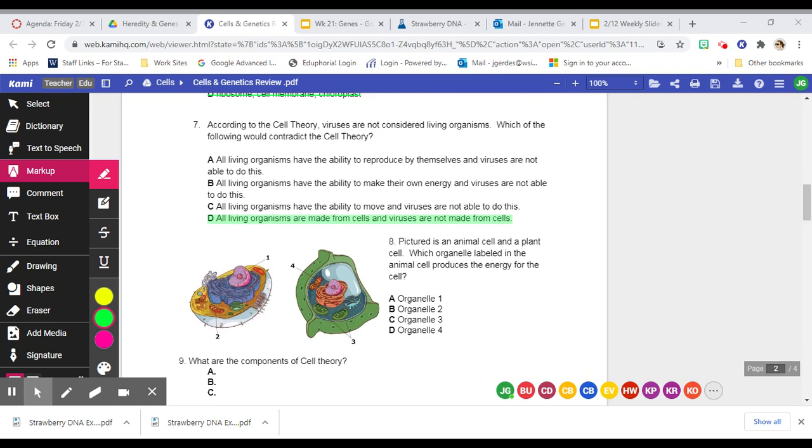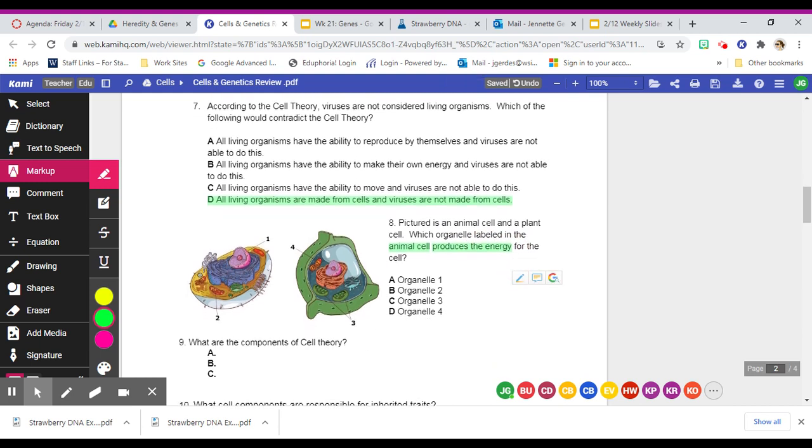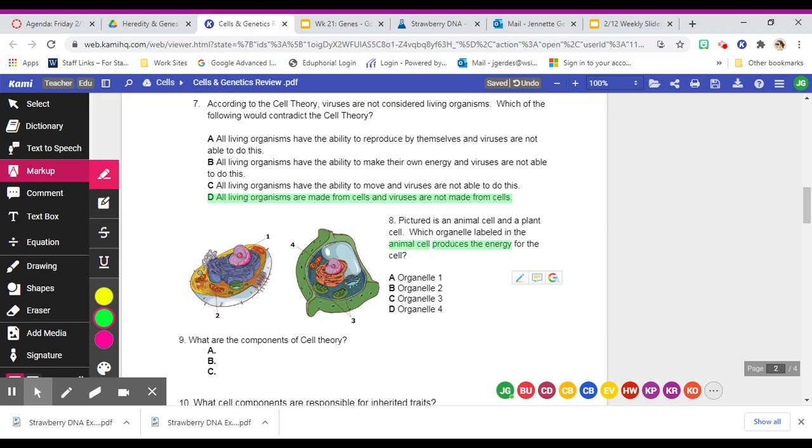Okay, number 8. Pictured is an animal cell and a plant cell. Which organelle labeled in the animal cell produces the energy for the cell? So we are looking for the animal cell and produces energy. Okay, so I'm going to only look at the animal cell, which is the round one.